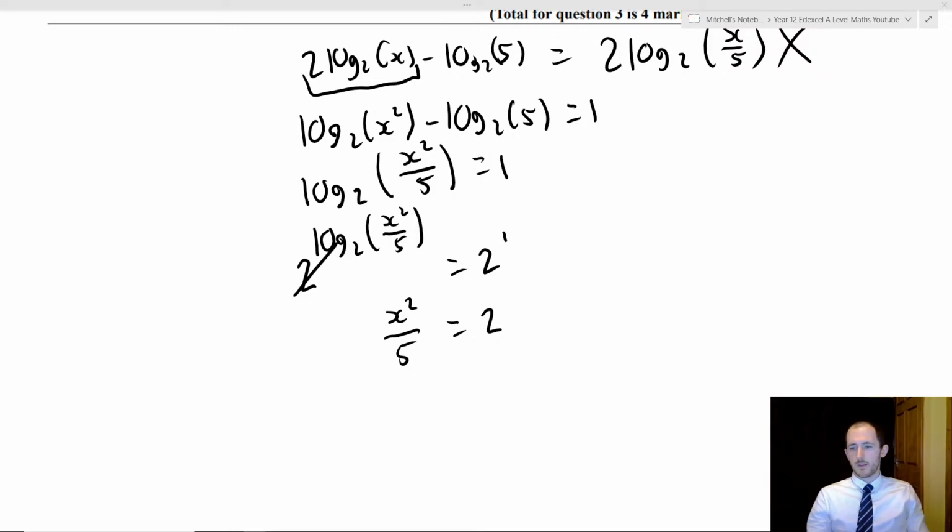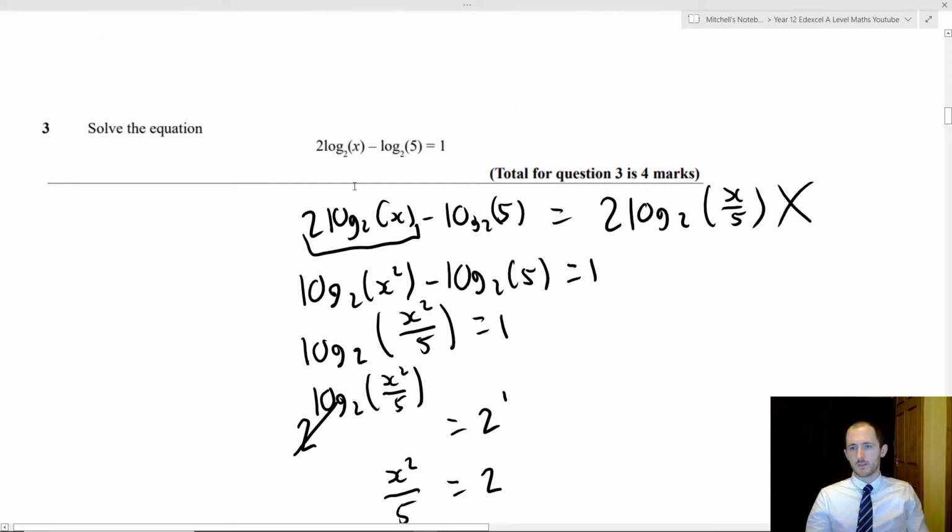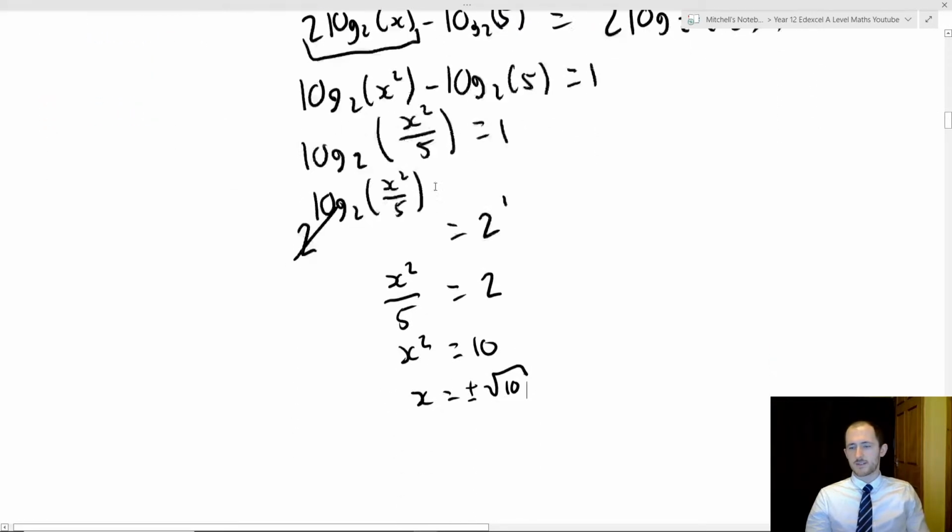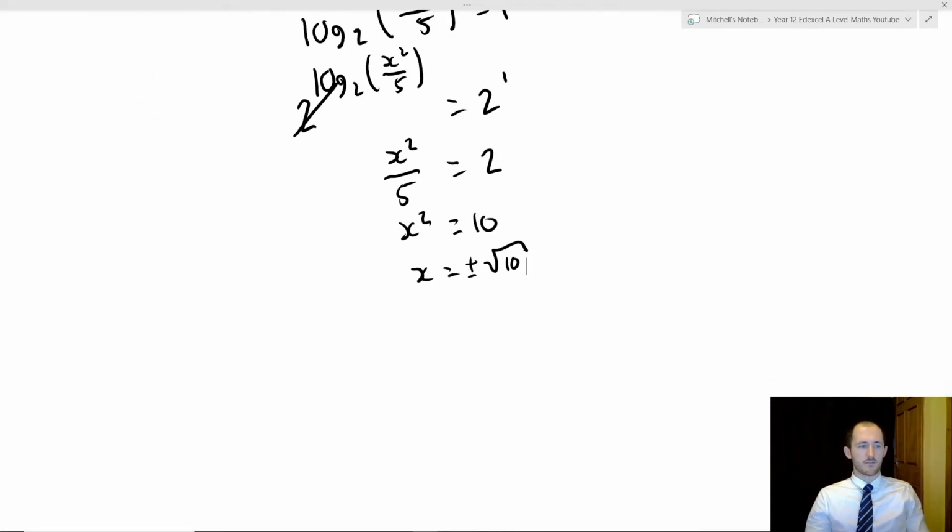So now it's just a simple case of x squared equals 10, so x just equals plus or minus the square root of 10. It doesn't say to give it any kind of decimal place or anything. But that should be it.